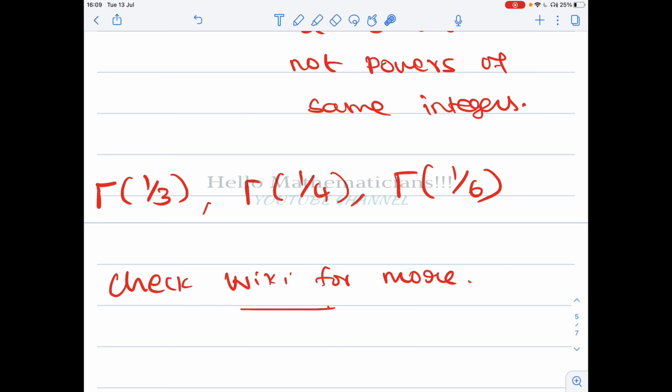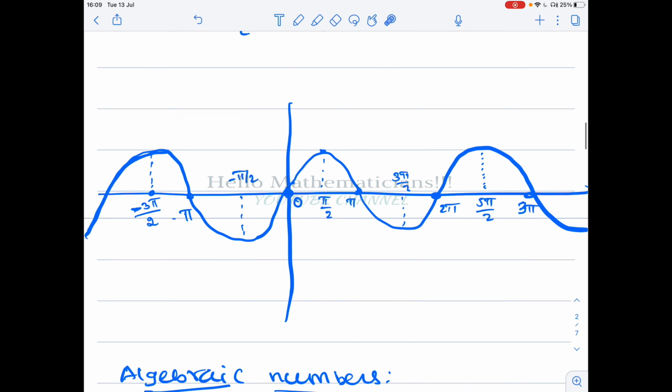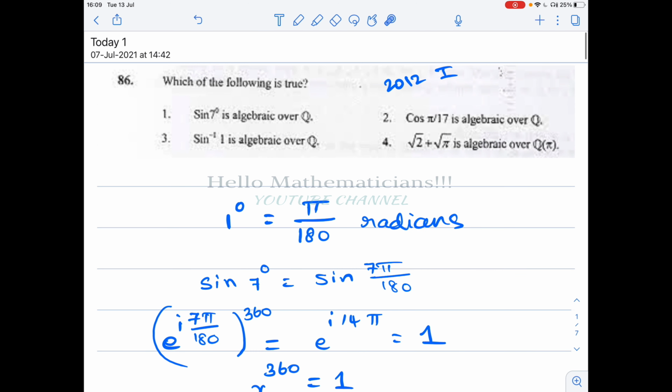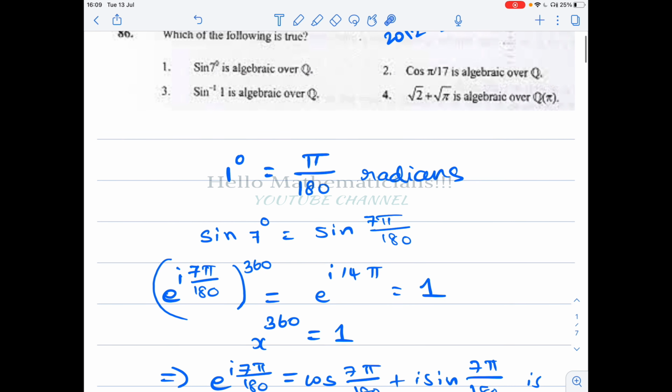Okay, so let's start our problem. I hope you understand the concept of algebraic numbers a little bit through our definition and many examples. So which of the following is true? It is a part C problem. First, it is given that sine 7 degree is algebraic over Q. So it is given in degrees. That is one thing to notice.